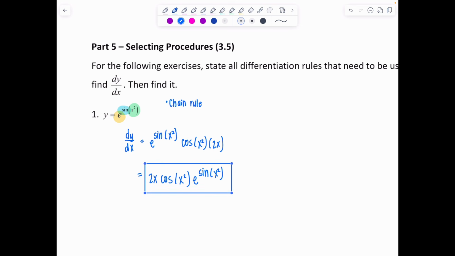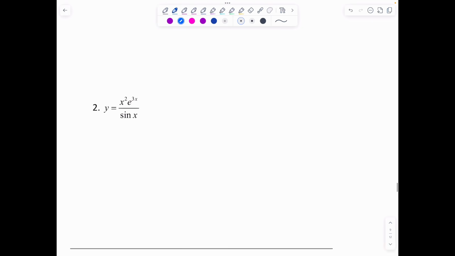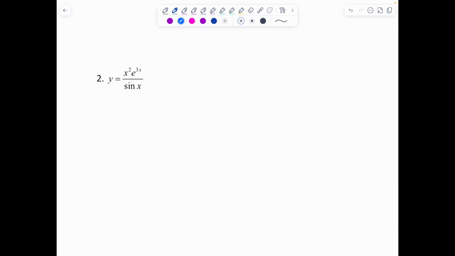Okay, next one, y equals x squared e to the 3x over sine x. So I definitely need to do quotient rule. I have variables up top, variables in the bottom.